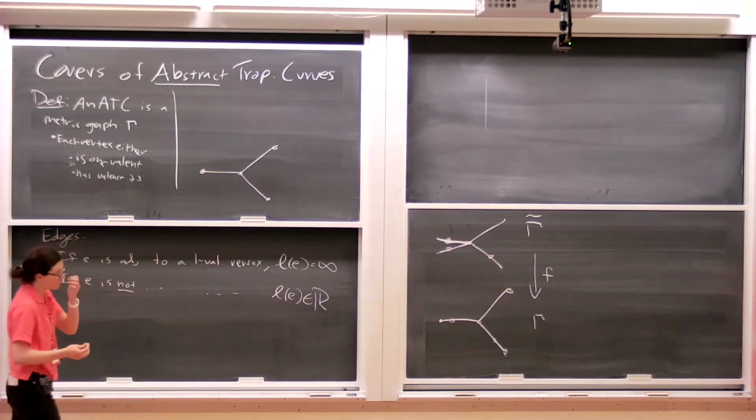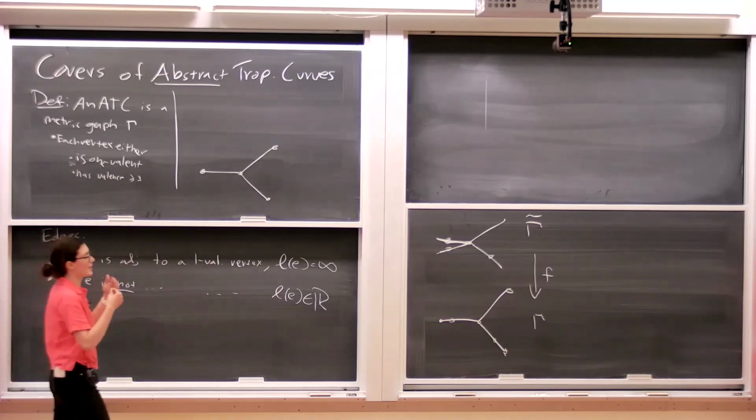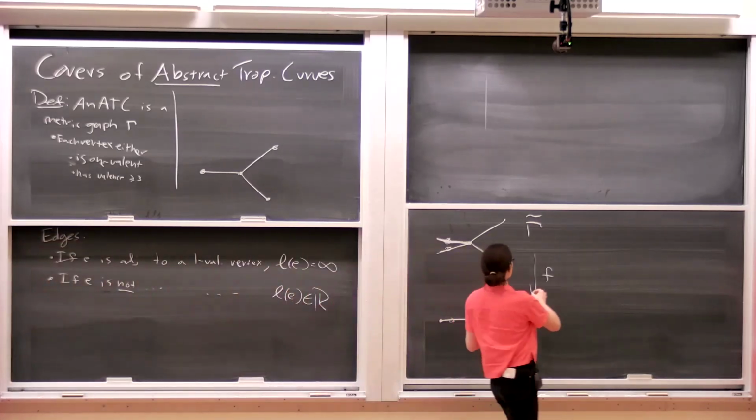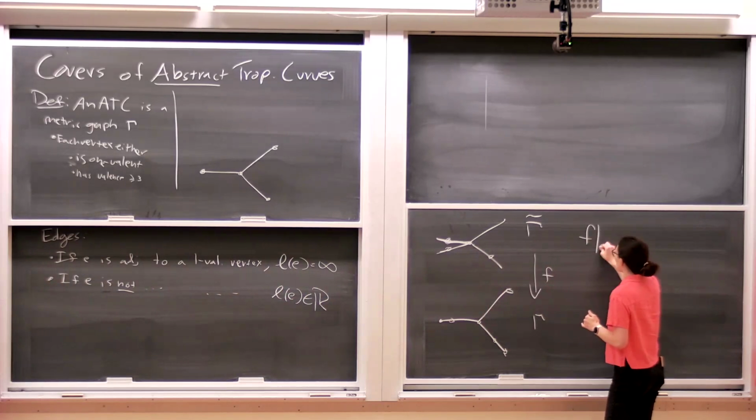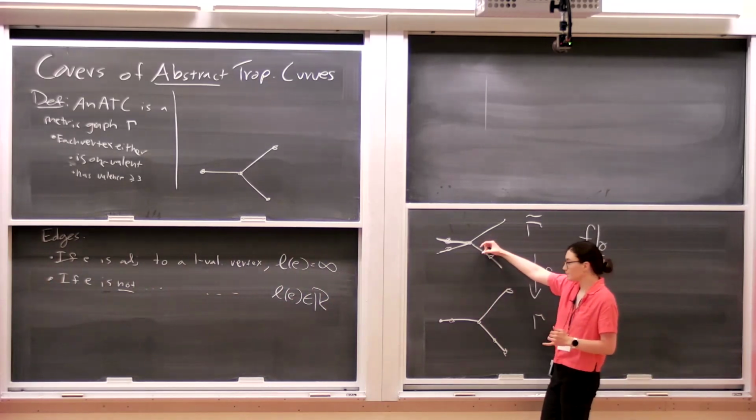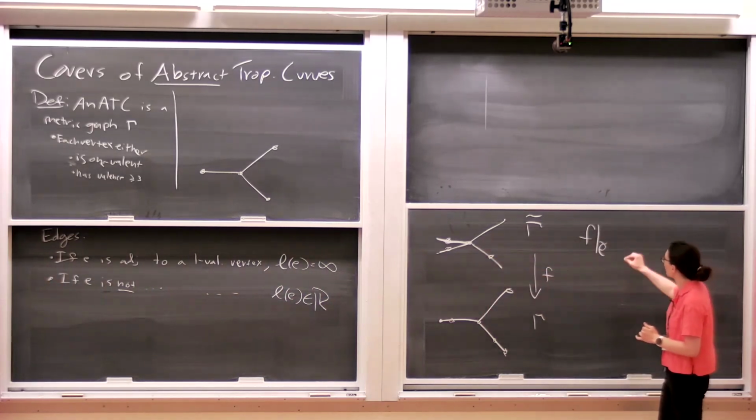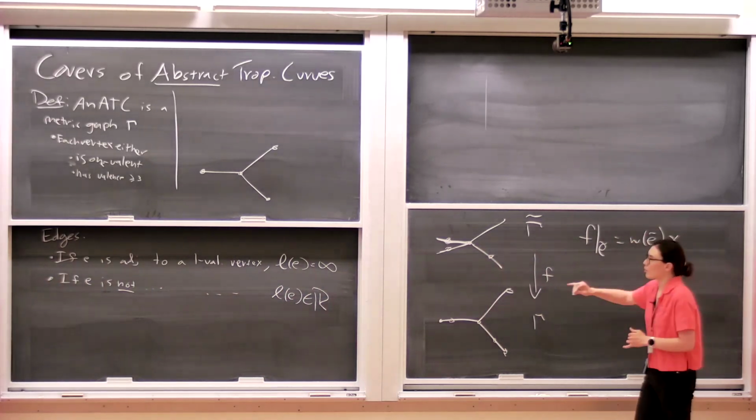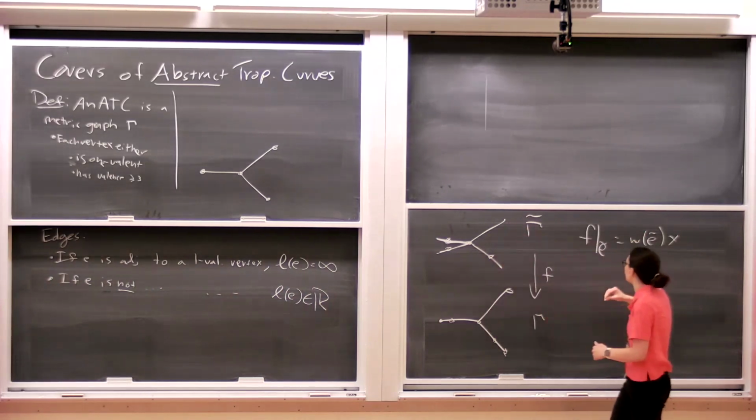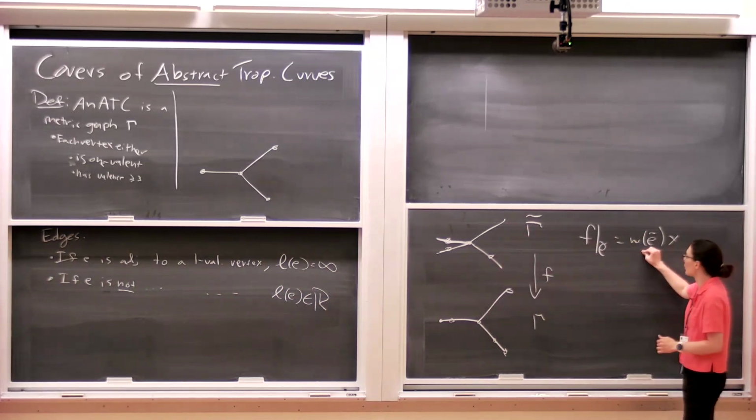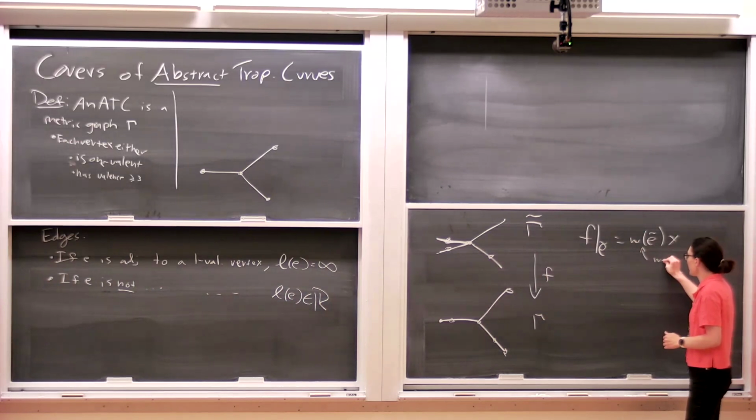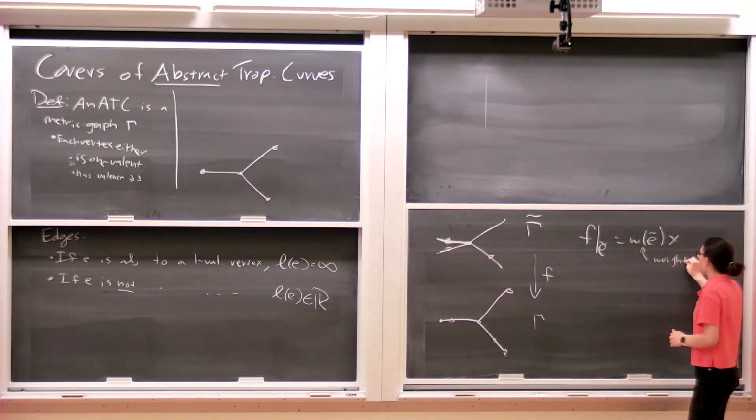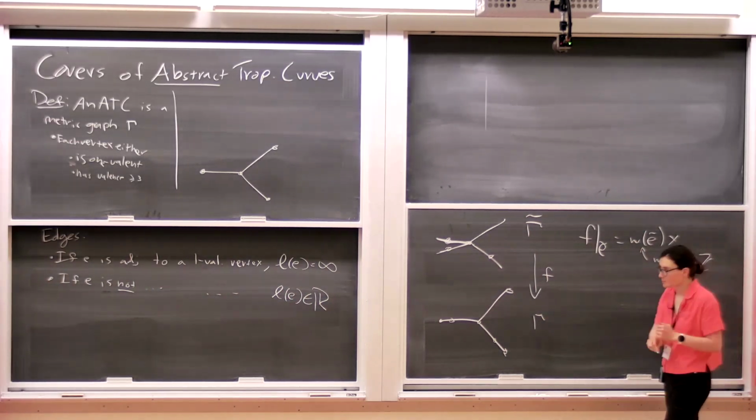This is a continuous function, and we want it to be the case that if we restrict this function to one of the edges in our upstairs graph here, that this is some affine linear function on the coordinate. If we give a coordinate to one of these edges, this function is affine linear, and we'll call the slope here the weight, and the weight will be an integer.